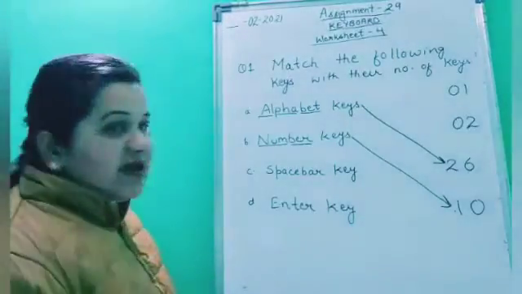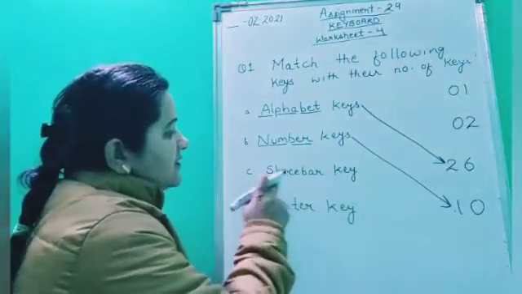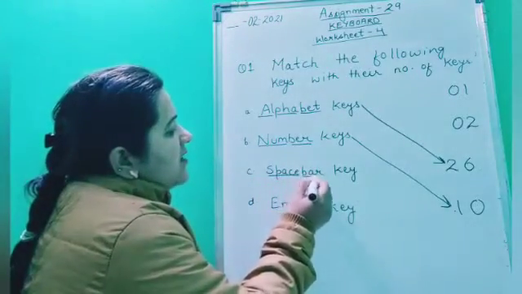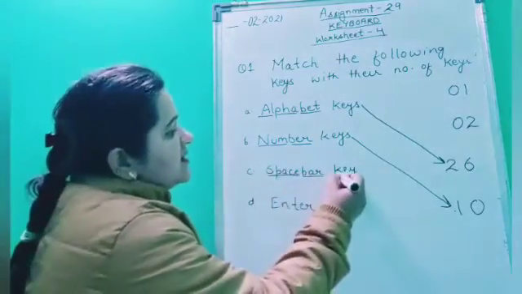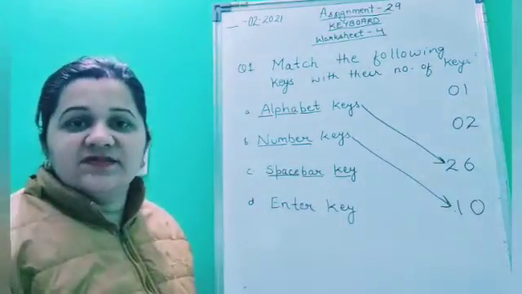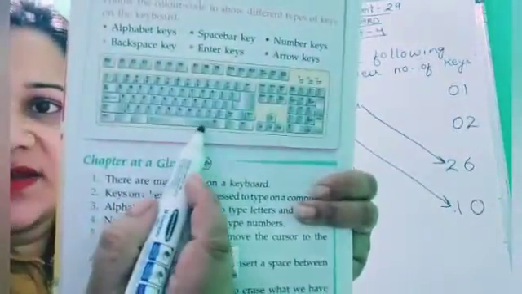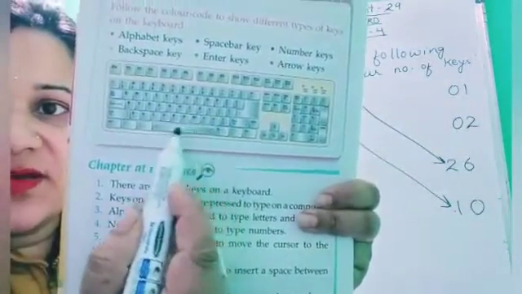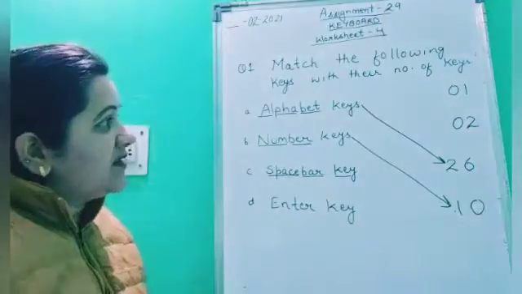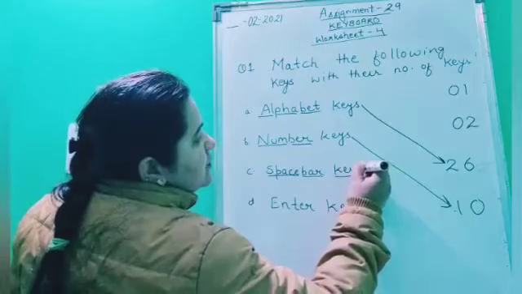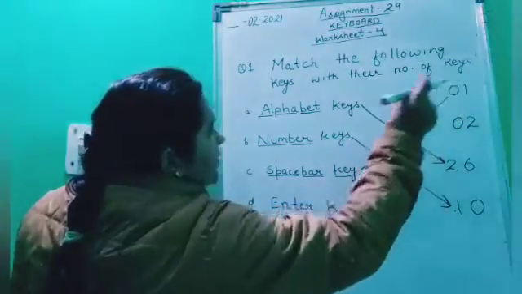Now, next comes space bar key. So children, how many space bar keys are there? See children, this is a keyboard. This is the space bar key. The longest key which is present on the keyboard is known as the space bar key. So only one space bar key is there. How many keys? Only one. So we will match this space bar key with 1.